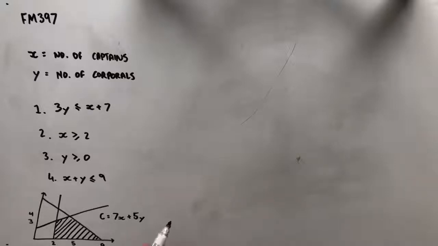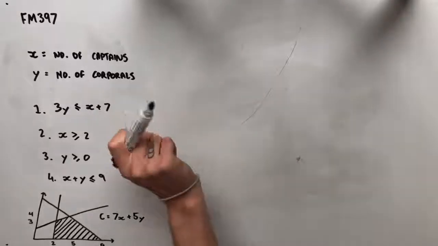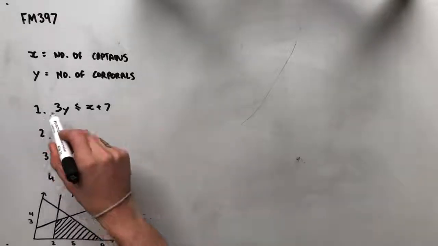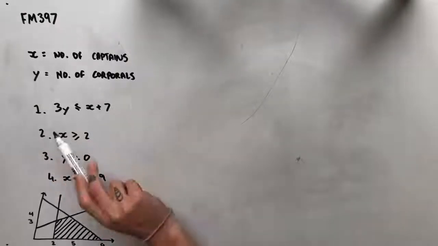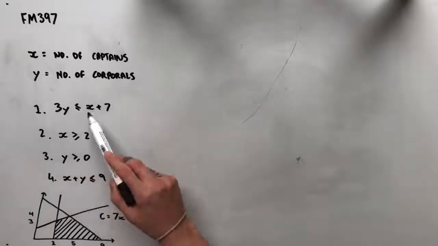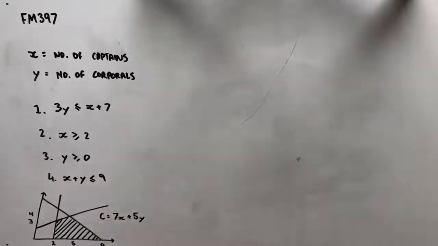So this question reads, a king requires guards to keep watch over each of his castle walls. Let X be the number of captains required to watch over a wall. Let Y be the number of corporals required to watch over a wall. The inequality below represents a constraint on the relationship between the number of captains and the number of corporals required to guard a wall, and we're given this first constraint, which is 3 times the number of corporals should be less than or equal to the number of captains plus 7.